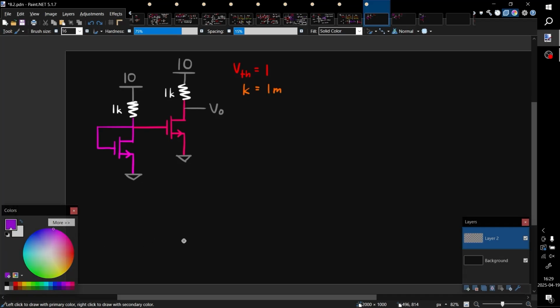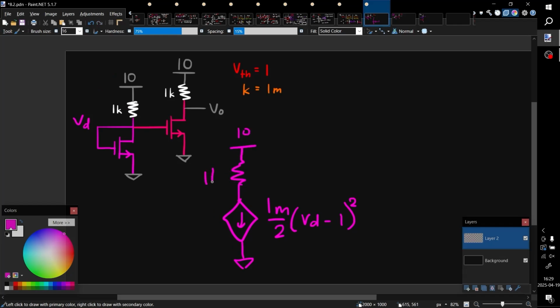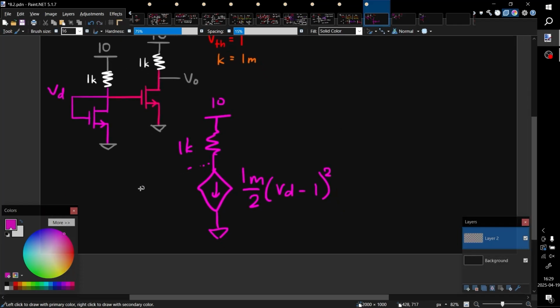So, gagamitin natin ang kanyang saturation model. I'll just match this color. Ayan. Ang K over 2 natin will be 1M over 2. Gate source natin, ayan, hindi siya given. Gawin ko lang siya muna VD. Tapos, subtract ko siya ng VTH natin na 1. So, that's squared. Ngayon, meron tayo ditong 1K resistor. Ayan. And ito, this is VD.